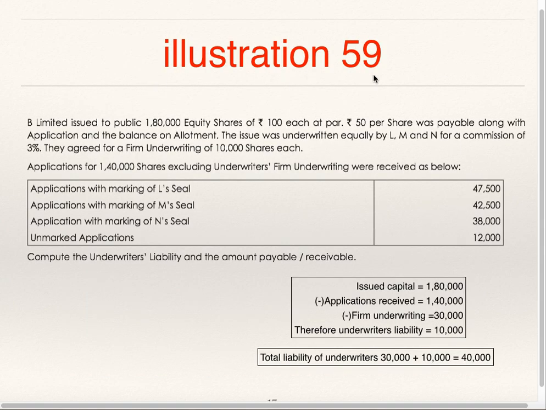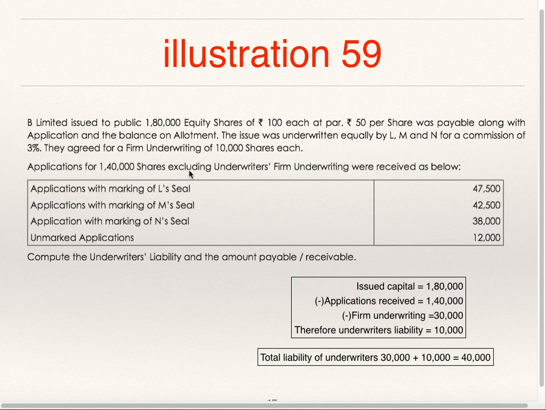Now go to illustration 59. B Limited issued to public 1,80,000 equity shares of 100 each at par. Rupees 50 per share was payable along with application and balance on allotment. The issue was underwritten equally by L, M and N for a commission of 3%. Gross liability is equal, 1:1:1. They agreed for firm underwriting 10,000 each. Total firm underwriting is 30,000, 10 plus 10 plus 10.